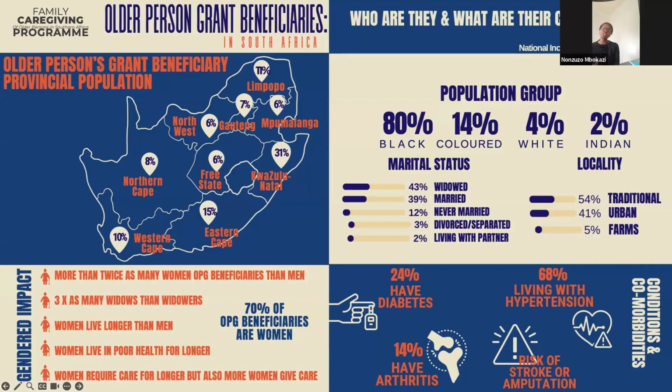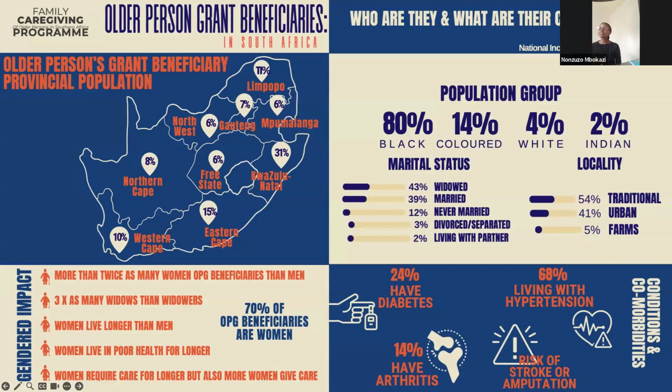The block at the bottom just speaks to the fact that the people that we have been working with in our research are living with conditions, in some cases extreme conditions, such as being disabled and having to manage a disability whilst having high blood pressure and diabetes. So those stats give you a picture of the conditions that people are living with and the comorbidities as well. And it is also important for us to note that the impact of the care for older persons is very gendered. The majority of the people who are receiving the older person grant are women, and older women are providing care for others as well whilst needing care themselves.